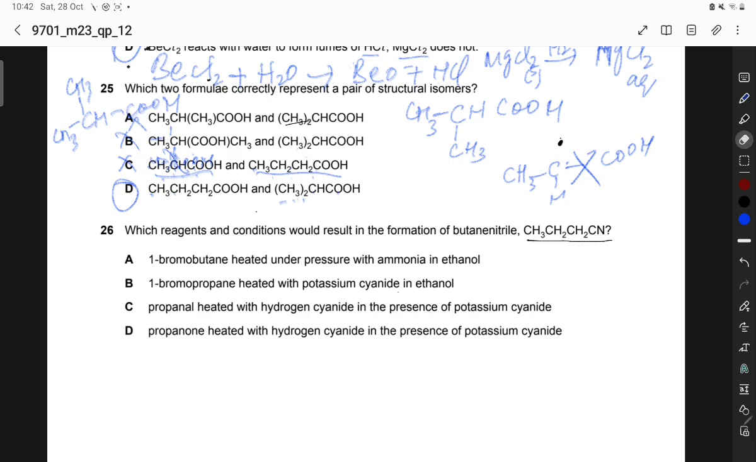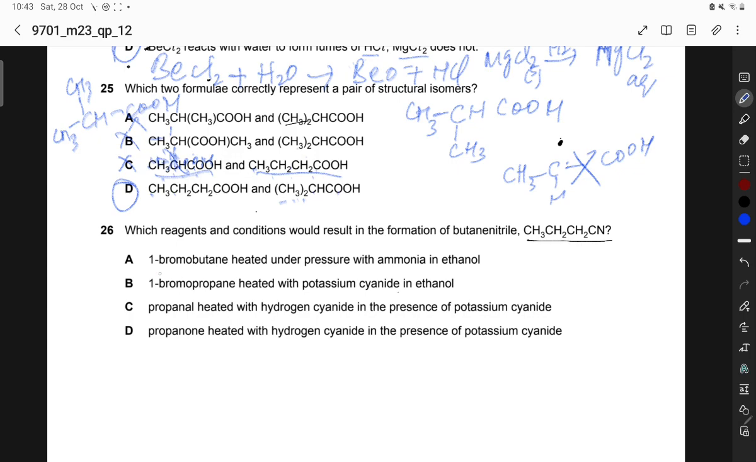Which reagents and conditions would result in the formation of butanenitrile? 1-bromobutane heated under pressure with ammonia in ethanol.